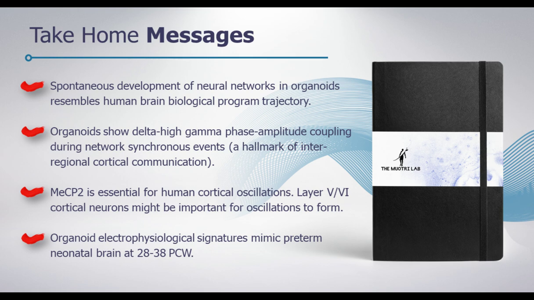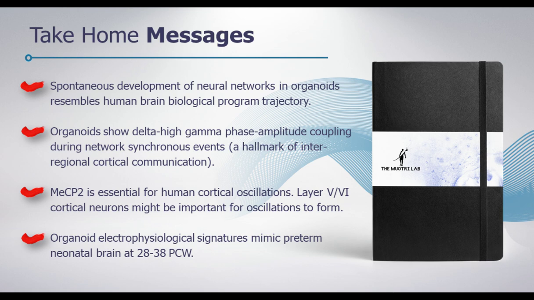So we see delta-high gamma phase-amplitude coupling with the synchronous events that we see in the multi-electrode array, and this is a hallmark of interregional cortical communication. The only way for us to have that kind of rebound effect of the subpeaks of the neural oscillations is by having this kind of intracortical communication.